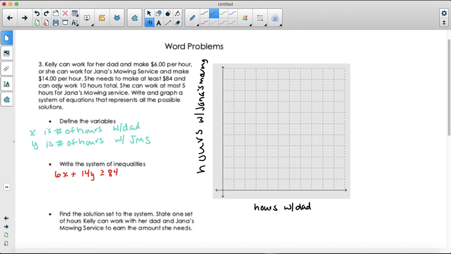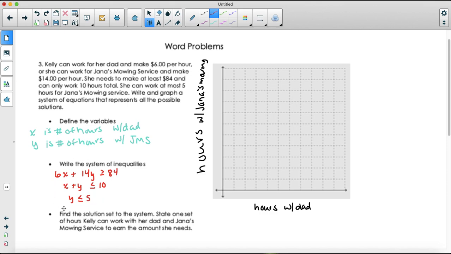But we know that she can only work 10 hours total. So for both sets, that'd be x plus y can work only 10 hours total. So she can work less than 10 hours, but she cannot work more than. So less than or equal to, since she can work 10 hours. But there's still another piece. She can only work at most 5 hours for Jana's mowing service. That's y. So y has to be at most 5 hours. So y has got to be less than or equal to 5.